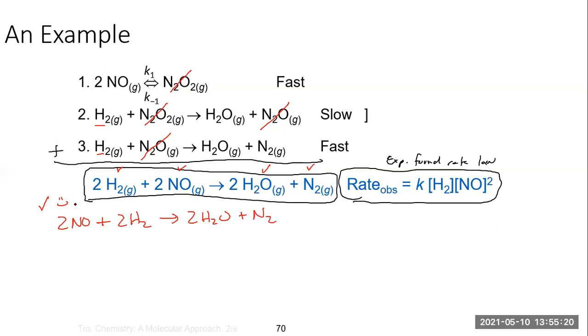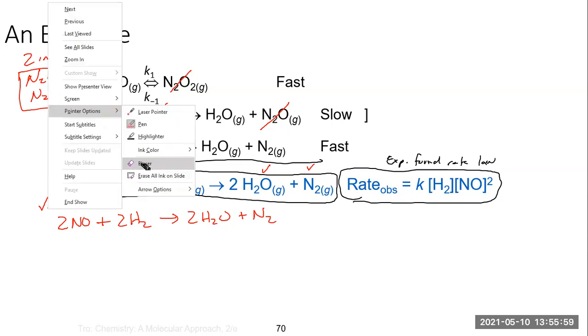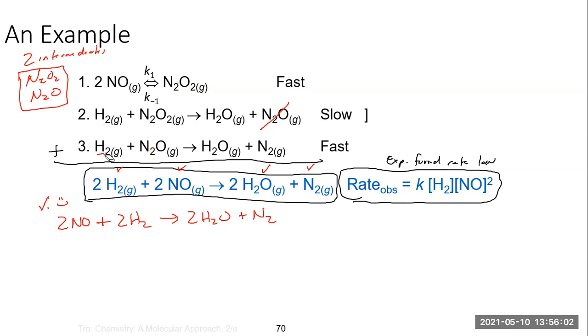So now what we need to determine is, will the rate law for the rate determining step match the one that was found experimentally? By the way, we could also look at this and determine that in this particular reaction, there actually are 2 intermediates, right? The N2O2 is an intermediate, not found in the overall reaction. The N2O is also an intermediate. So there's actually 2 intermediates here. All right, so what I'm going to do now is erase some of my cross out marks here so I can actually see what's going on. Everybody see what's going on?